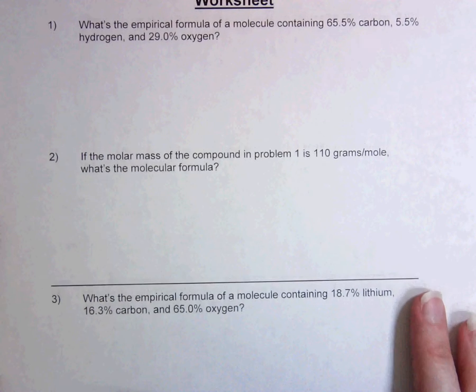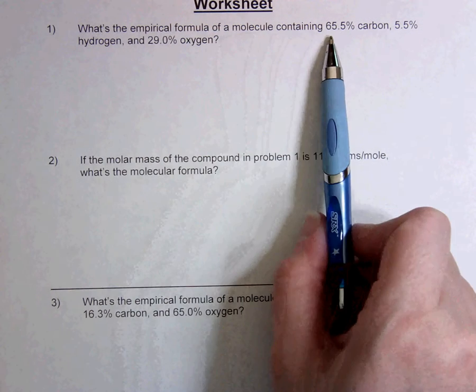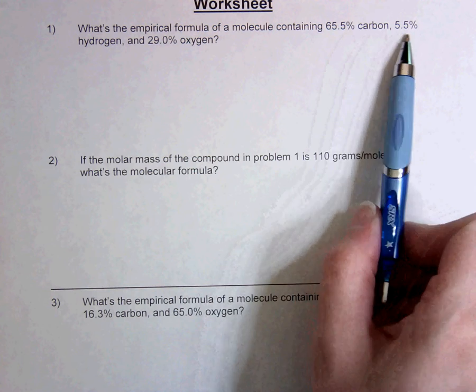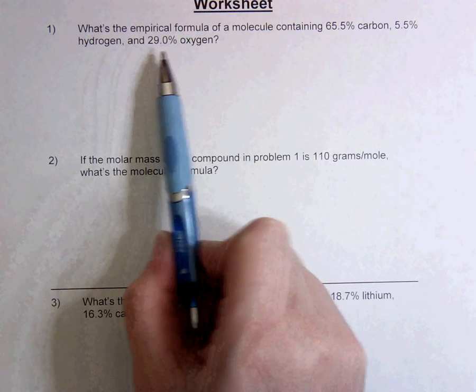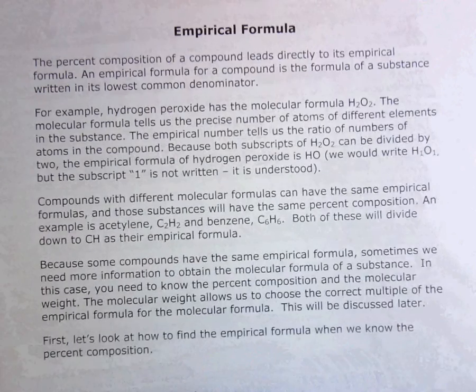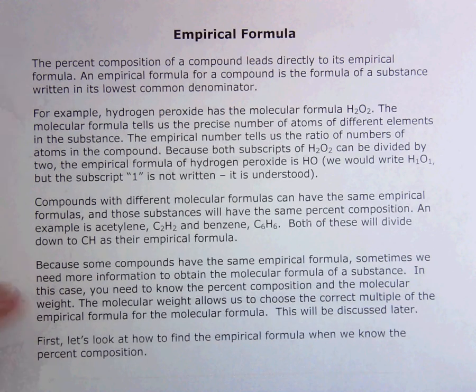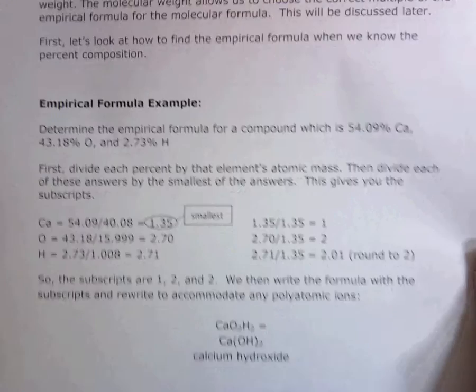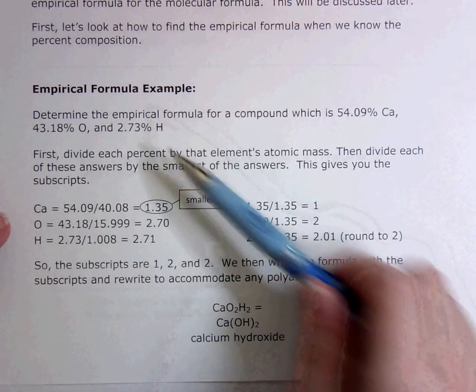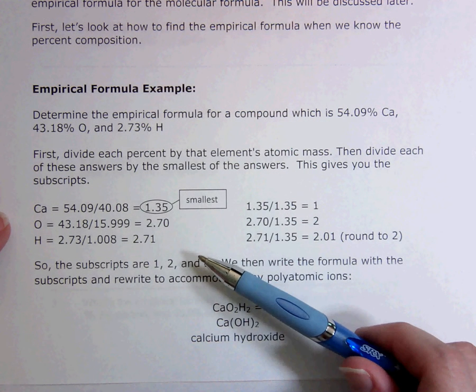So for number 1, it says, what's the empirical formula of a molecule containing 65.5% carbon, 5.5% hydrogen, and 29% oxygen? In your reading material, there is a sheet called empirical formula, and it discusses what I just talked about with the empirical formula versus molecular formula. Down at the bottom, it gives you a worked empirical formula example. We're going to follow these instructions to do number 1 on the other page.